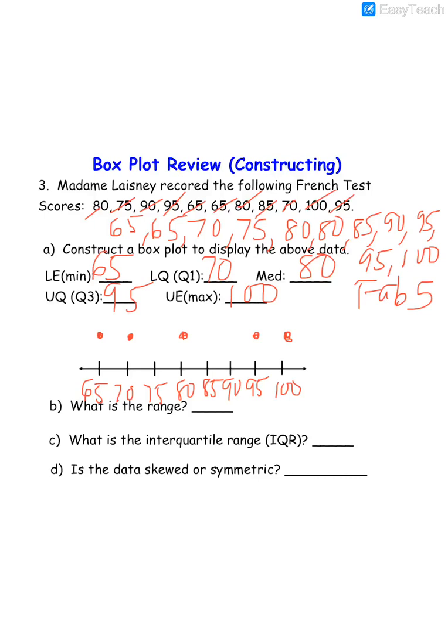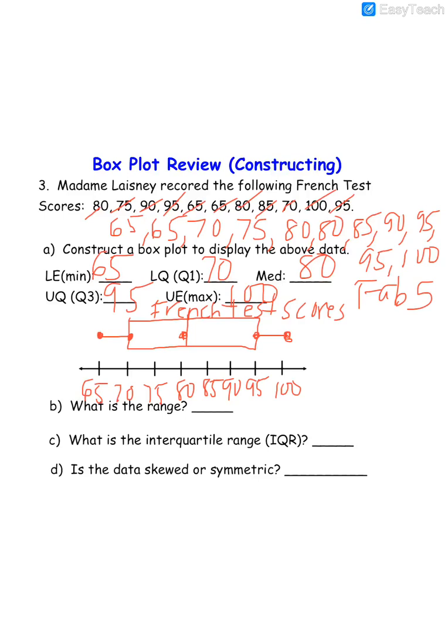Once I have 5 dots, I'm going to take the second dot and the fourth dot and make my box. I'm going to put a line down the third dot to make my median, and then I'm going to connect the first and the second dot to make a whisker, and the fourth and the fifth dot to make my other whisker. So I have my lower extreme connected to my lower quartile, my upper quartile connected to my upper extreme, and then I'm going to label it with a title. French test scores.